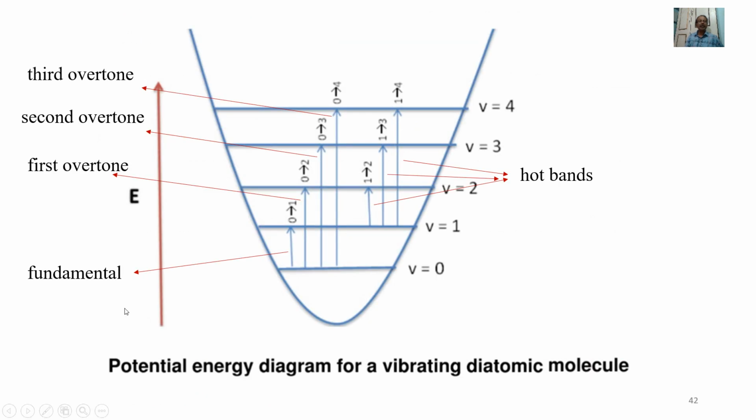So as I said just now, and this is the figure, 0 to 1 is nothing but the fundamental, 0 to 2 is the first overtone, 0 to 3 is the second overtone. The transition from 0 to 4 is the third overtone. And the levels from 1 to 2, 1 to 3, 1 to 4 are all called hot bands. This diagram is a potential energy diagram for a vibrating diatomic molecule.